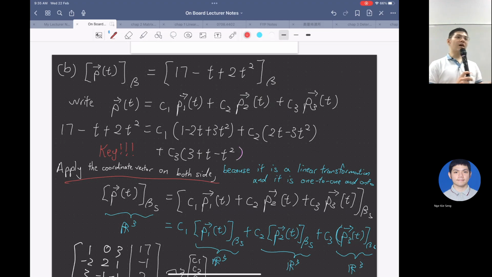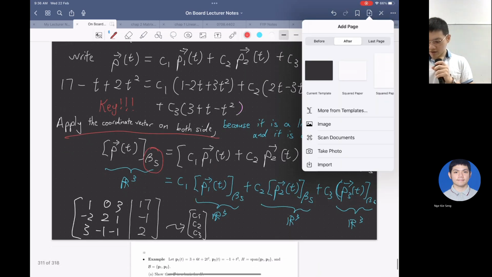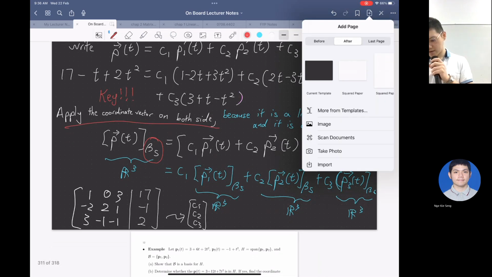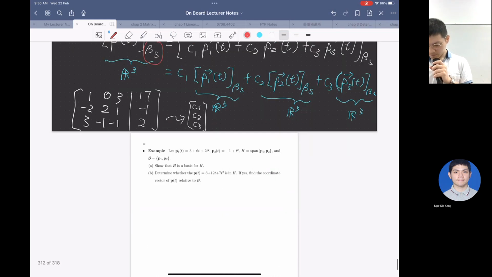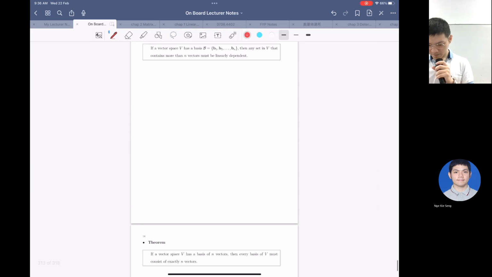So the key from the first hour is you can change a question in a general vector space into Rn just using the coordinate vector. Be careful what basis you pick here. I always pick the standard basis, because that's the easiest one to work with. Okay, is it okay?